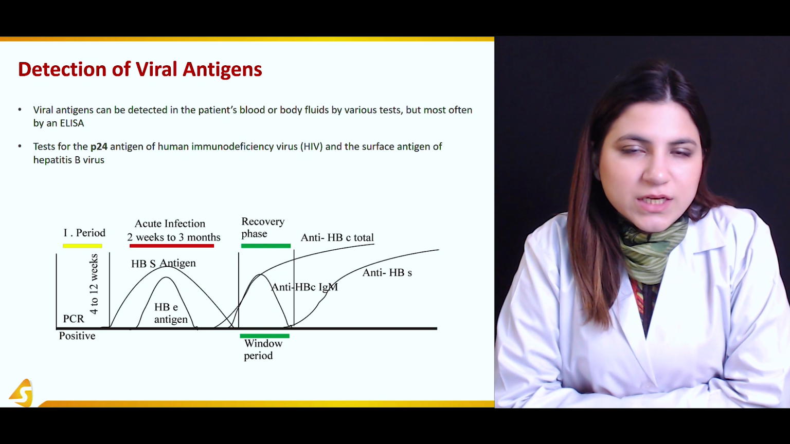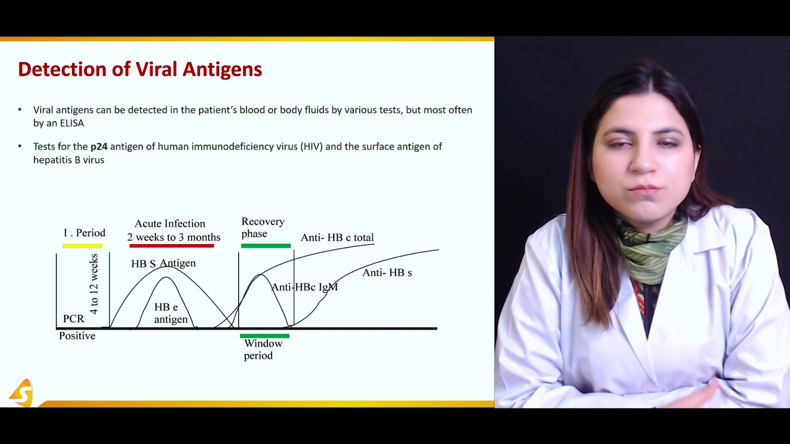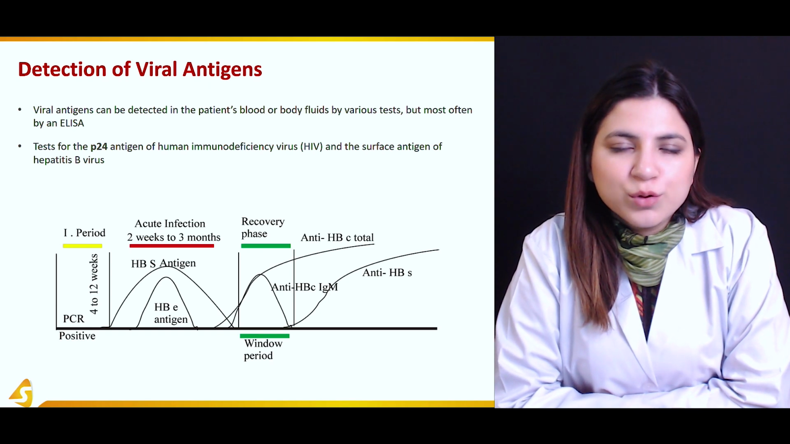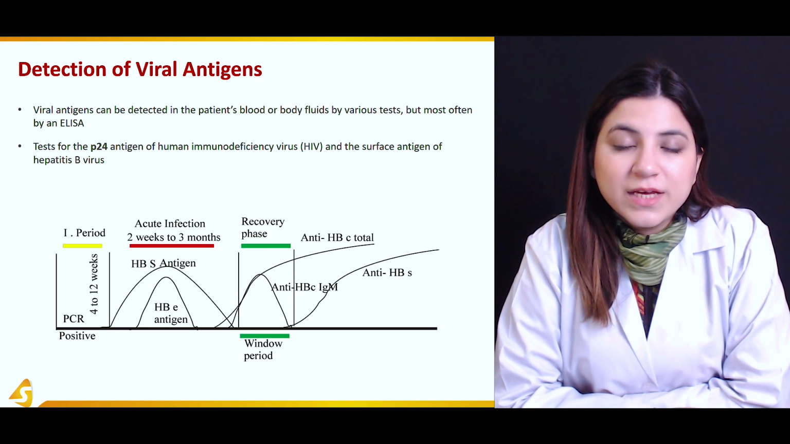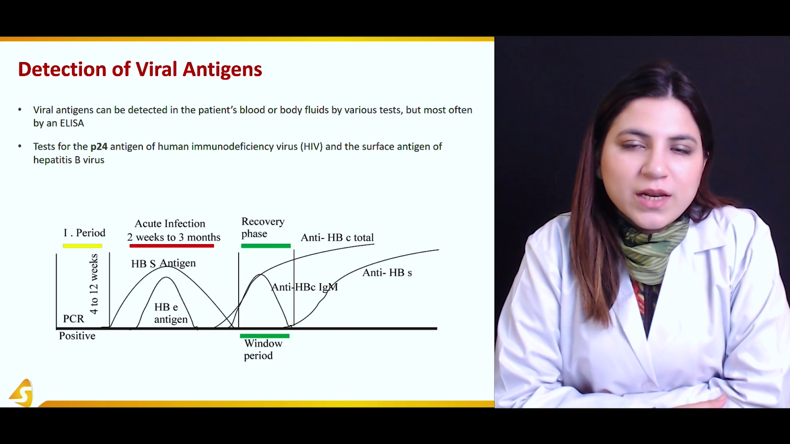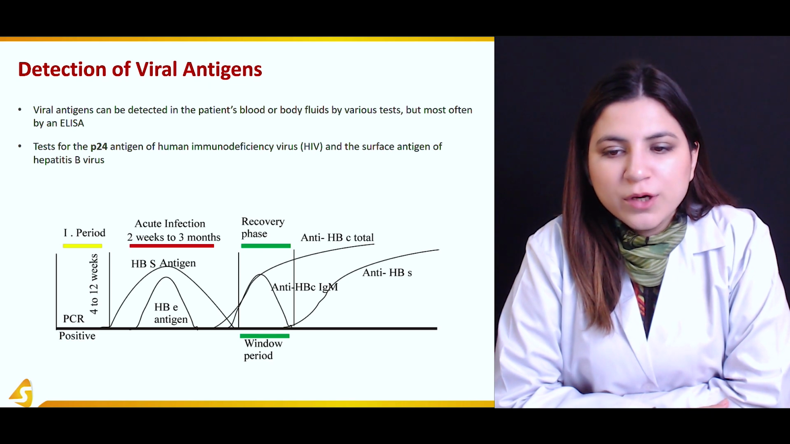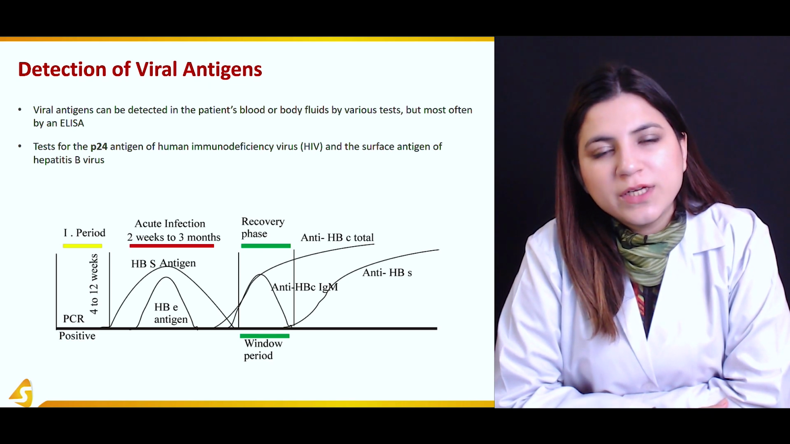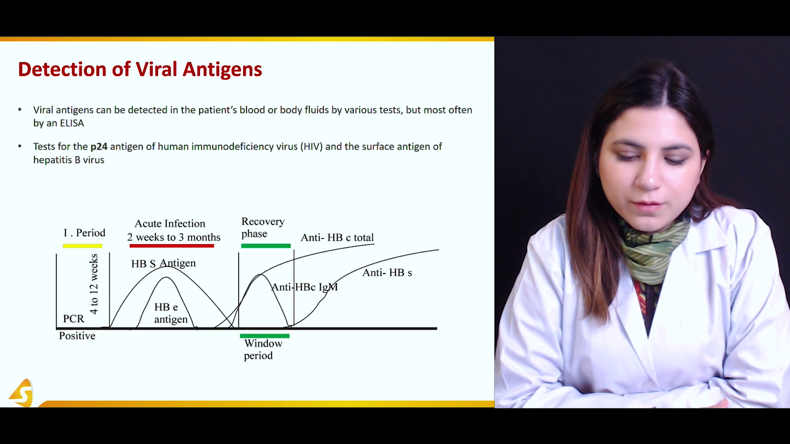So, as we have discussed in our previous sections, the most commonly employed method for detection of viruses or viral antigens is the ELISA, or the enzyme-linked immunosorbent assay. The viral antigens can be detected in patients' blood or body fluids. There are different tests for it other than ELISA, but ELISA is the most commonly employed method.